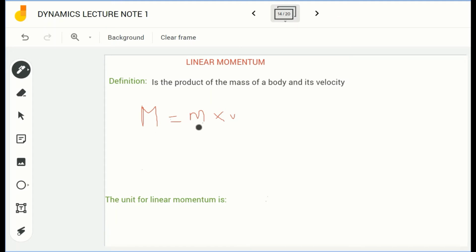The mass is in kilogram. The speed is in meters per second. So therefore, we can say that the unit for linear momentum is kilogram meters per second. This is the unit for linear momentum.